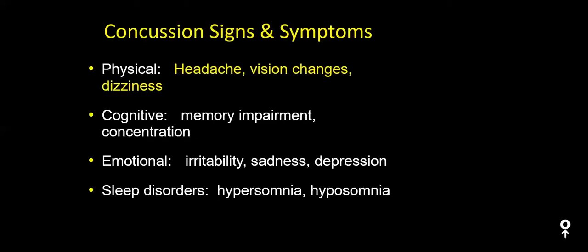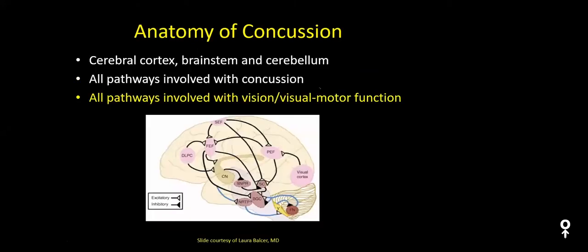When we think about the physical symptoms of concussion, of course, some of the major ones are headache, dizziness, problems with balance, but also problems with vision. Next slide. If we think about the brain and concussion and get back to the anatomy, we know that over 50% of the brain is dedicated to vision and visual motor processing. All parts of the brain are involved with concussion. Similarly, all parts of the brain are associated with vision, processing of visual signals, and importantly, the coordination of eye movements. Next slide.